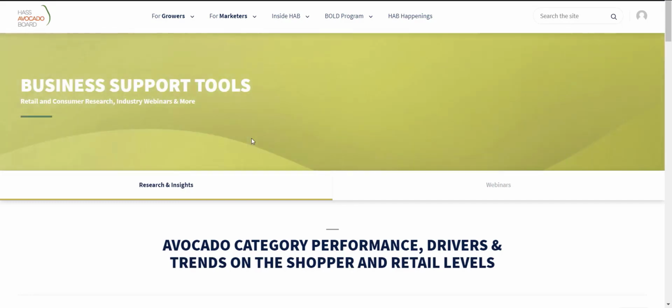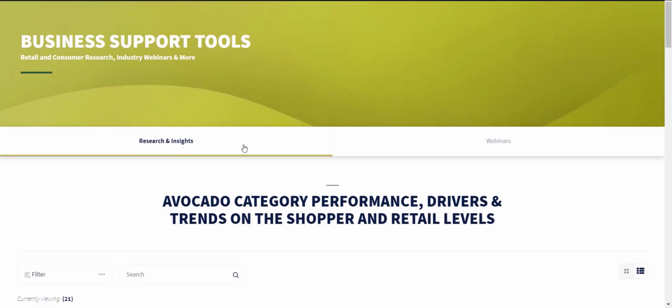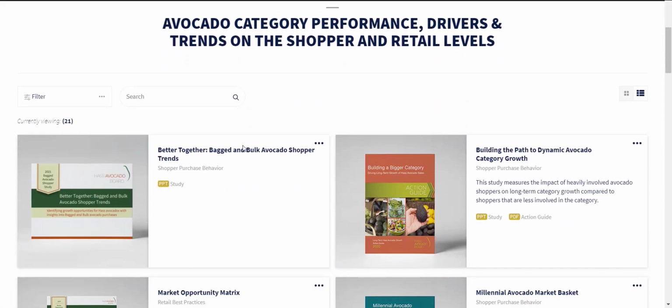When we look at business support tools, this section contains a remarkable collection of shopper-related studies that help users define the avocado shopper profile. The user will learn how much shoppers buy and the frequency. Where do they buy their avocados within the retail channels and geographically? How and what delineates their purchase preference?